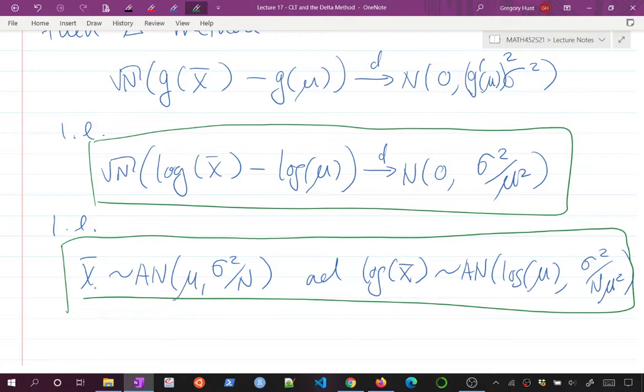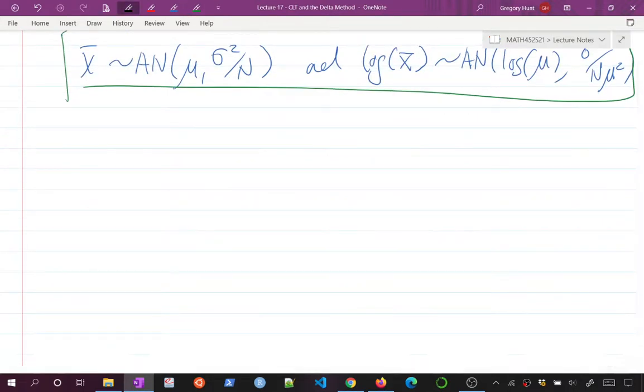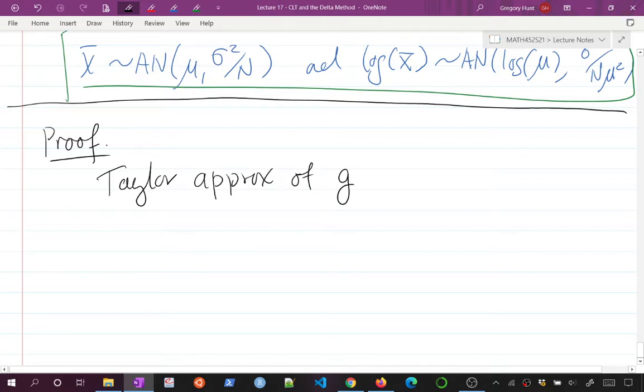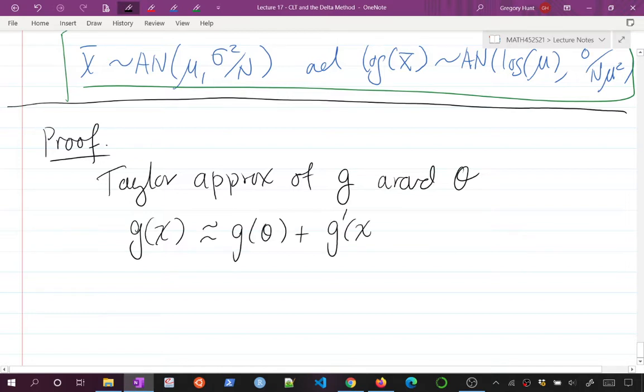So we look at an example, a proof, not an example. We look at a proof first, and I won't harp on about this, but the proof again uses Taylor approximations. So the Taylor approximation of g around theta says g of x is approximately g of theta plus g prime of x times x minus theta.